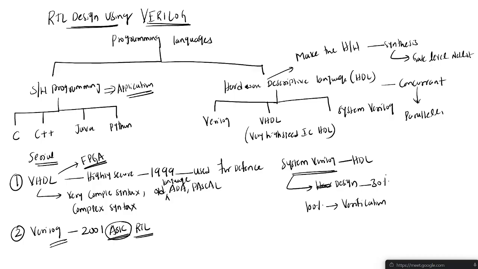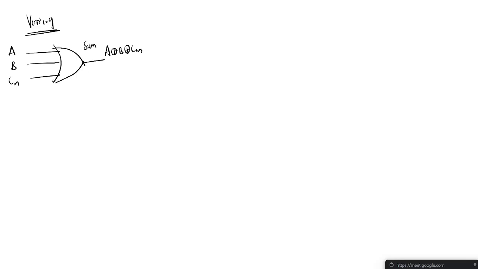Nowadays designers are using SystemVerilog for the design also. Suppose it is Verilog. You know that we already saw the full adder. A full adder has how many inputs? Three inputs. So let us take A, B, and C in. The sum is equal to A XOR B XOR C in.